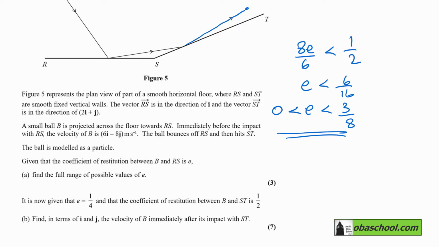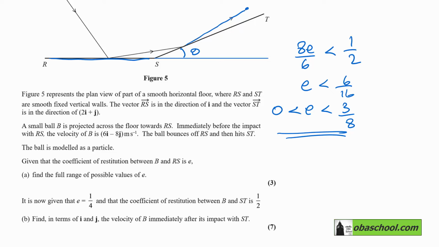There are various different ways of coping with this, but I'm going to use one where I'm actually going to rotate ST and make it horizontal. And that's why the first part of the question was relatively straightforward, because this was horizontal. If I can make this one horizontal, then that's going to really help. And of course, I have to rotate the other vectors as well. Let's call the angle here theta.